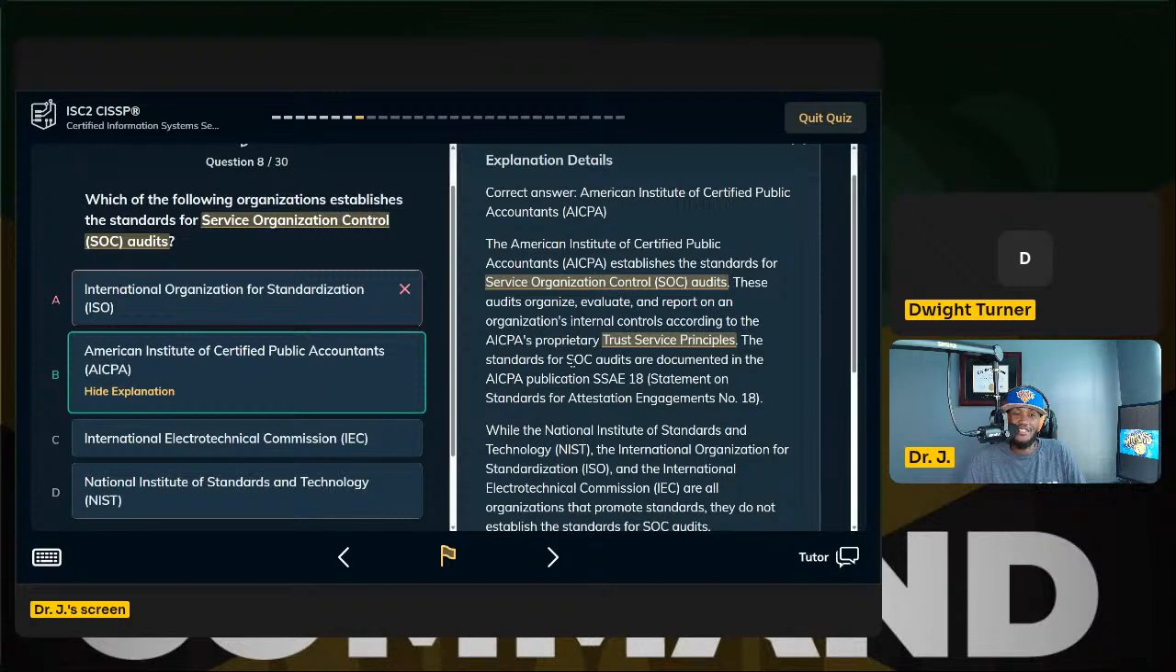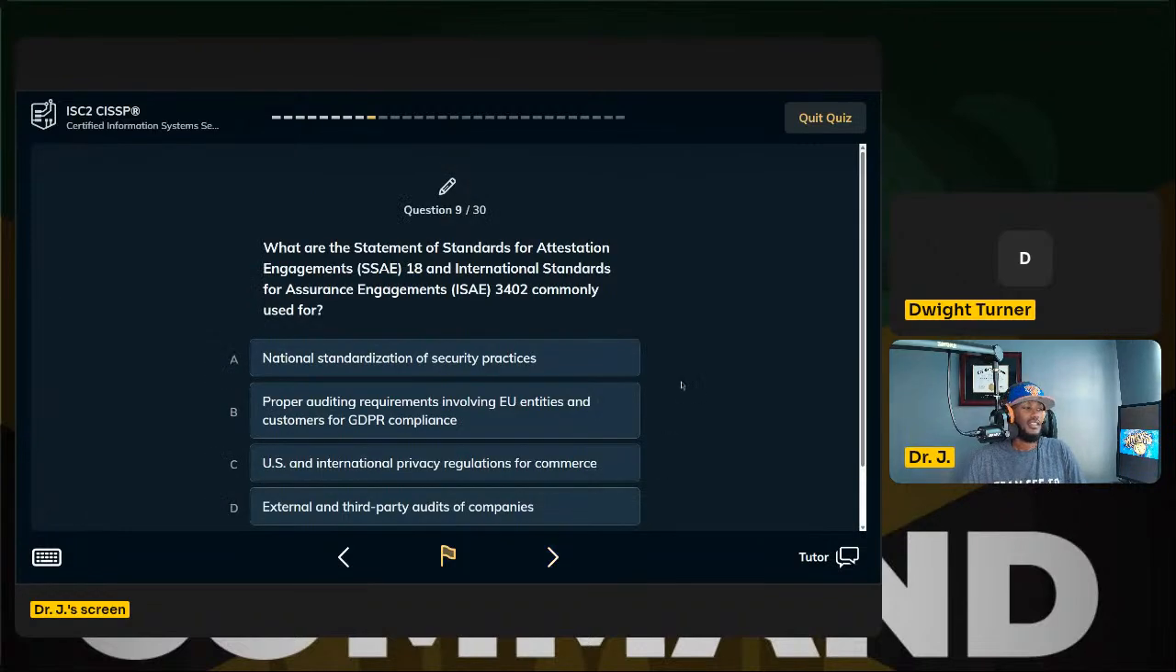Okay. All right, so yeah, the AICPA, American Institute of Certified Public Accountants, establishes the standards for the SOC audits. So these audits organize, evaluate, and report on organizations' internal controls according to the AICPA's proprietary trust service principles. Standards for SOC audits are documented in the AICPA publication SSAE 18, and that's the Statement on Standards for Attestation Engagements number 18. Okay, I stand corrected.